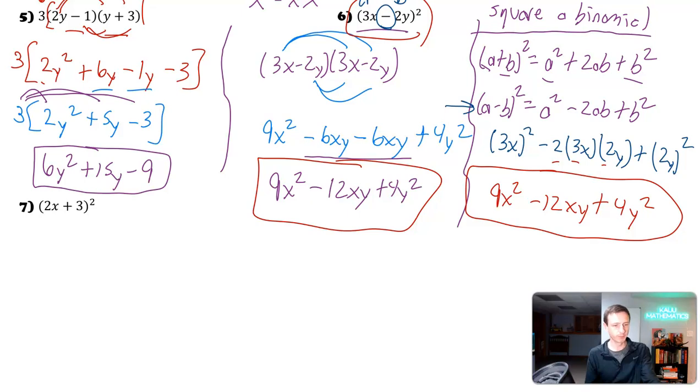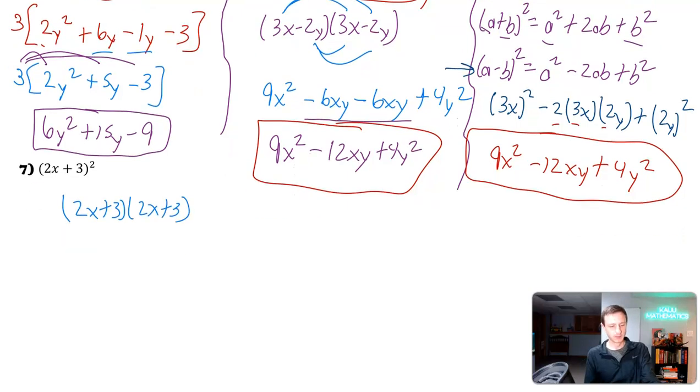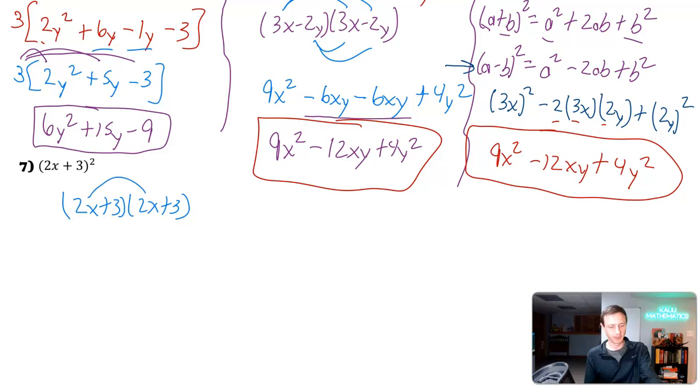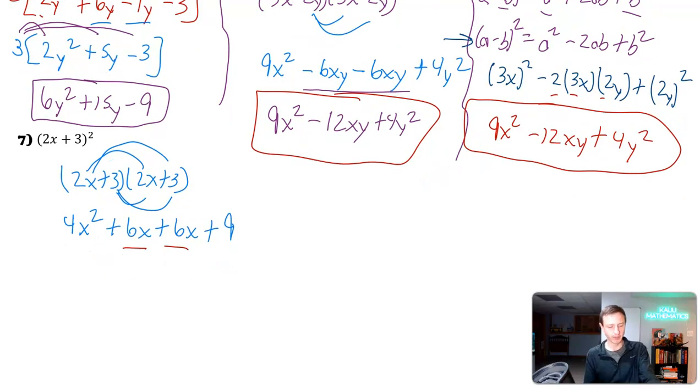So we'll get number 7, 2x plus 3 squared. I'm just going to take the route of multiplying a binomial times a binomial. 2x plus 3 times 2x plus 3. I'm going to do 2x times 2x, 2x times 3. So 2x times 2x is 4x squared. 2x times 3 is 6x. 3 times 2x is 6x. 3 times 3 is 9. So rolling along here, in the middle, 6x plus 6x is 12x. So 4x squared plus 12x plus 9.